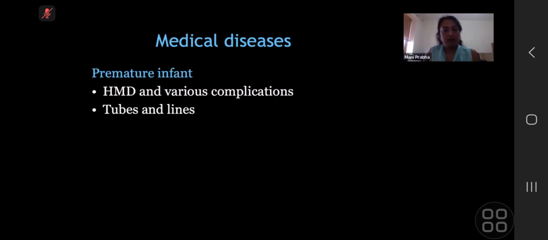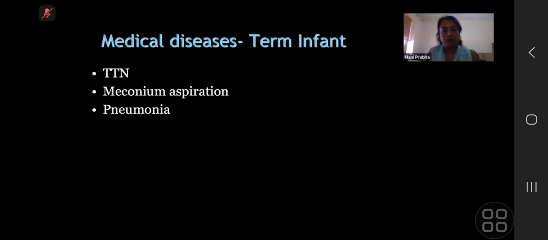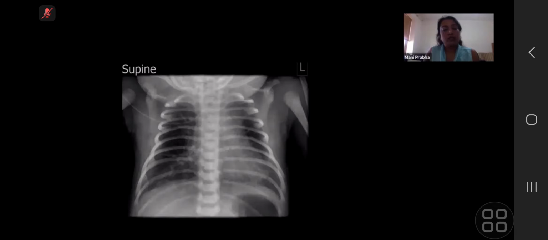So far I've covered medical diseases in preterm infants, hyaline membrane disease and its various complications, and tubes and lines. So I'm moving on to medical diseases in term infants now, which are TTN or transient tachypnea of newborn, meconium aspiration, and various pneumonias. So first case for you, candidate 2, you're still there?